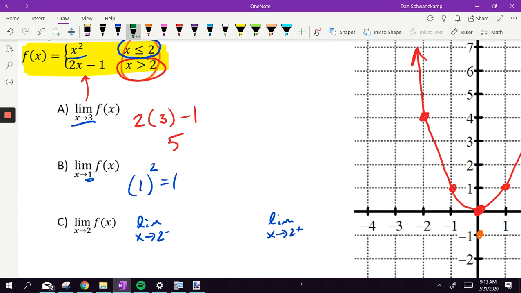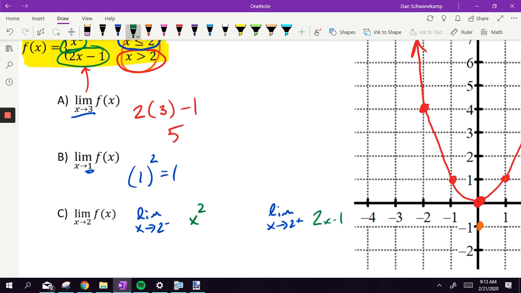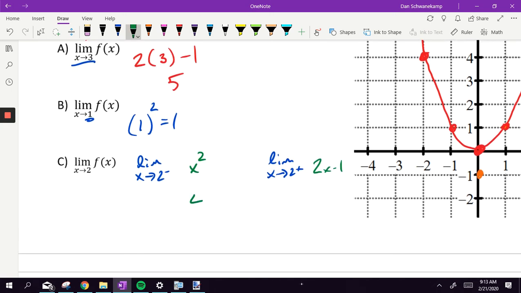Okay, I'm writing it out in longhand, but we can understand what's going on. If I'm doing 2 from the left, I need to use the top equation, x squared. If I'm doing 2 from the right, I need to use the bottom equation because that's when x is greater than 2, 2x minus 1. And then I need to plug into both. So if I take 2 and plug it in here, I get 4. If I take 2 and I plug it in there, I get 3.